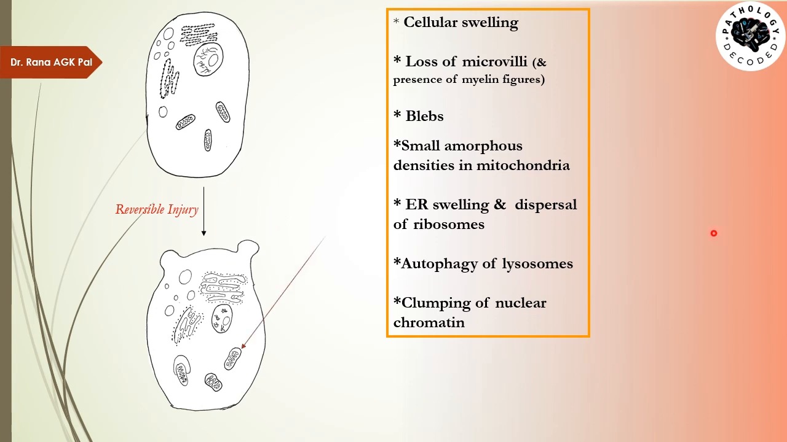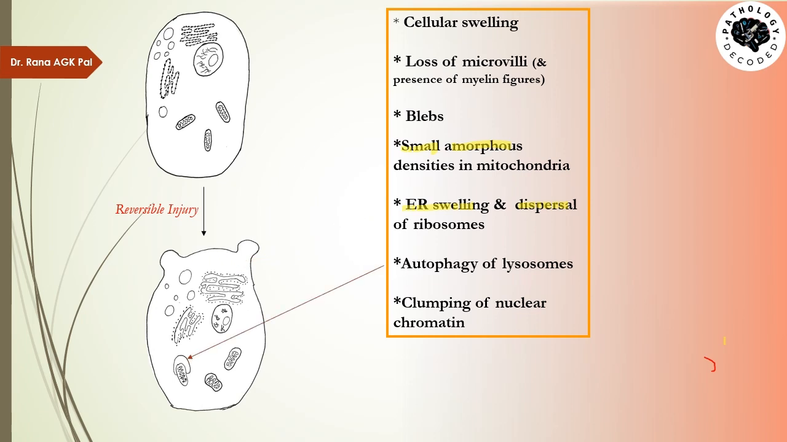Then in the mitochondria, there appear small amorphous densities. Now you have to remember these words. One thing, these densities are not large, they are small, they are amorphous, and amorphous means they are homogeneous. They are not coarse, they are homogeneous small densities in the mitochondria. Then the endoplasmic reticulum gets swollen, and the ribosomes which are attached on the endoplasmic reticulum are dispersed. They get separated from the endoplasmic reticulum.